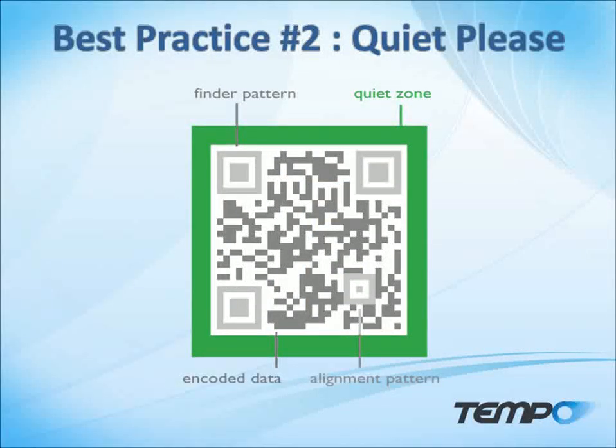Best practice number 2, quiet please. The quiet zone or field is a frame around the code that helps the phone get a better read and keeps confusing information out of the way of the scanner. Remember, we're dealing with human beings here, so we want to keep error to a minimum.